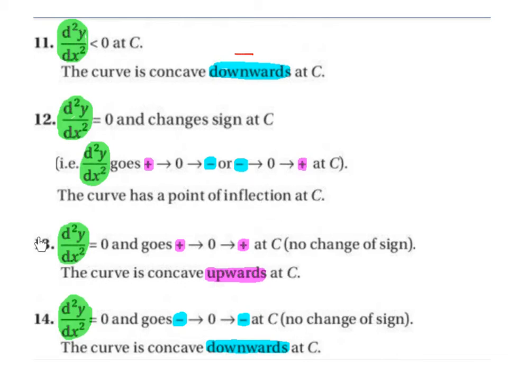Point 13. If d²y/dx² is equal to 0 and goes from positive to 0 to positive at c, so no change of sign, the curve is concave upwards at c. And number 14. If d²y/dx², the second derivative, is equal to 0 and goes from negative to 0 to negative at c, so there's no change of sign, the curve is concave downwards at c.